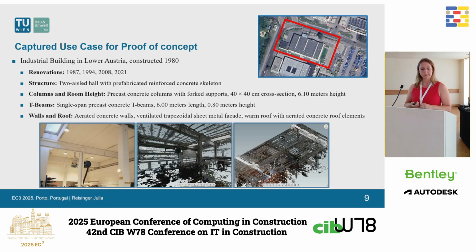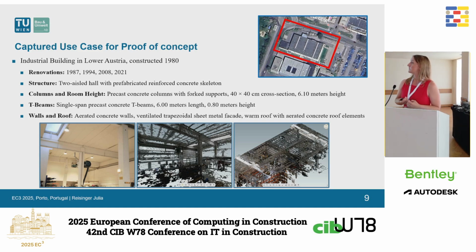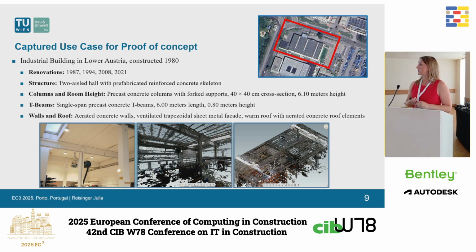This is the captured use case. It's an industrial building in Lower Austria, which was constructed in 1980 and has undergone some important renovations. The structure is a two-aisle hall with a prefabricated reinforced concrete skeleton. We have concrete columns with forked supports and a 40 times 40 centimeter cross section and a room height of 6 meters. The T-beams are single span precast concrete T-beams with a 6 meter length and 80 centimeters height. The building is covered with walls and roofs made of aerated concrete walls and trapezoid sheet metal facade.